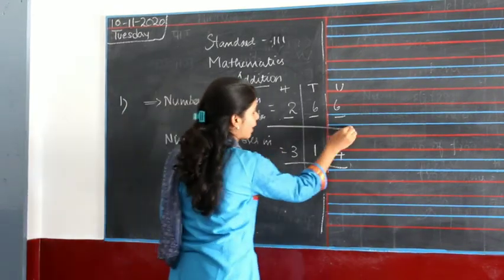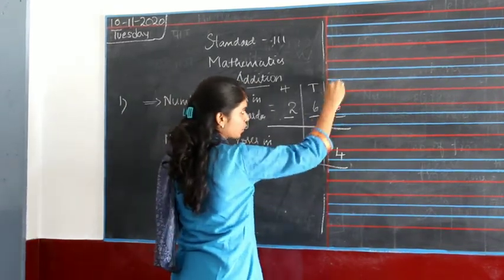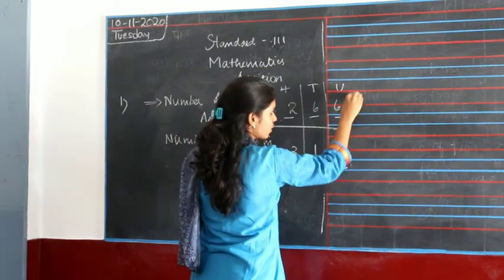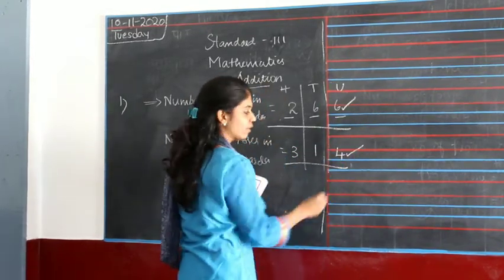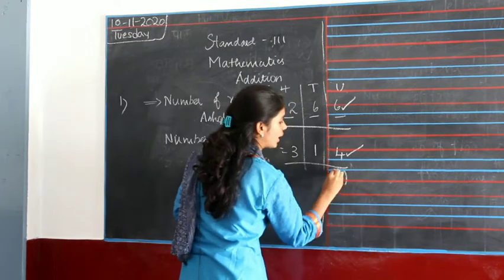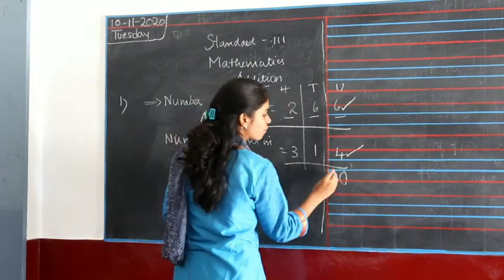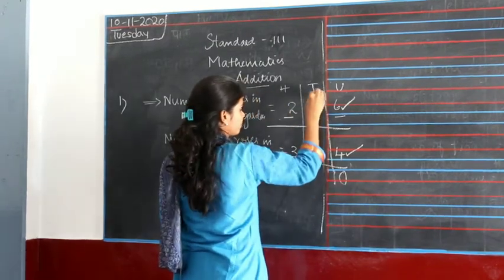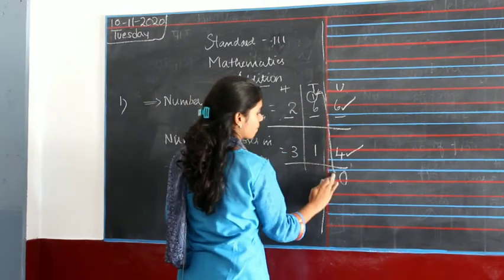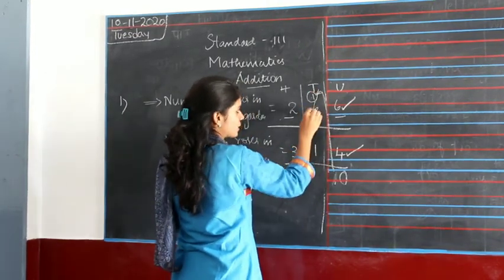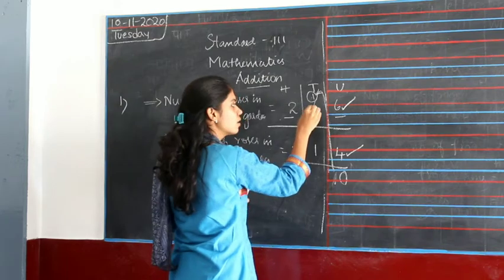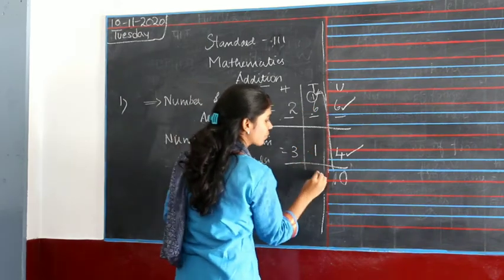So let's add. We always should start from unit. So 6 plus 4 will be 10. 0 and 10. We have 110. We are keeping it here. So 1 plus 6 will be 7. 7 plus 1 will be 8.